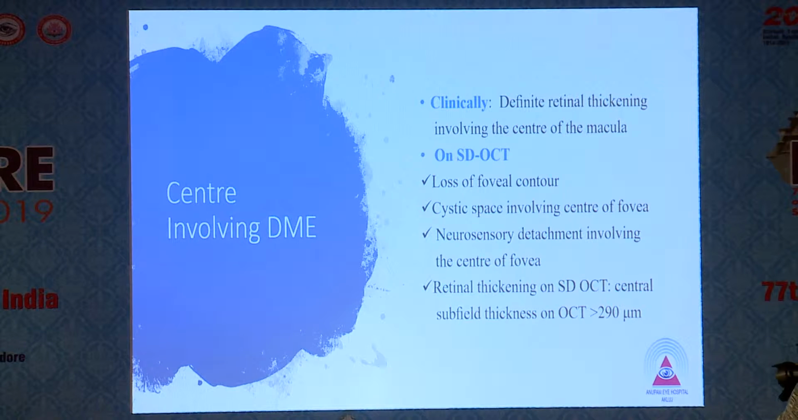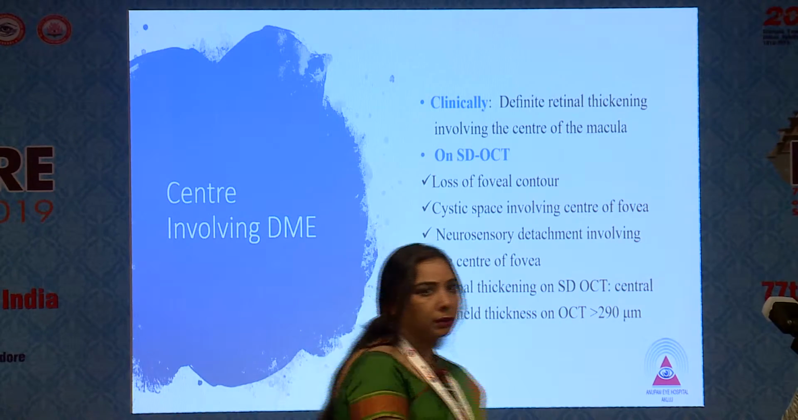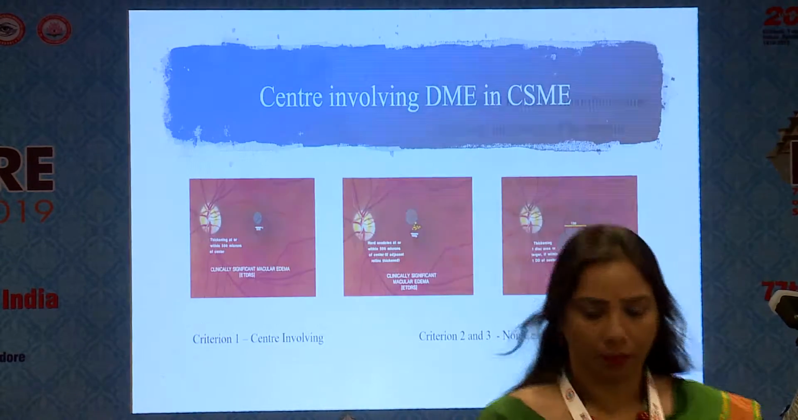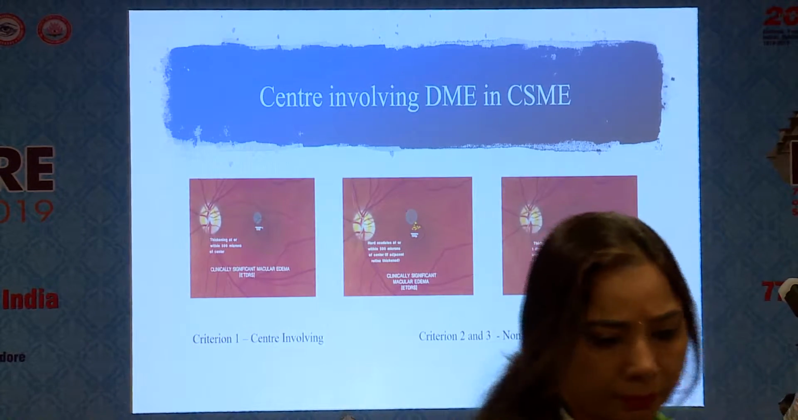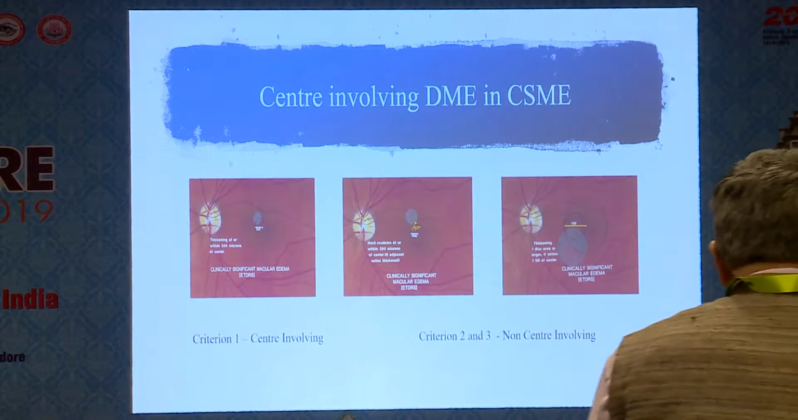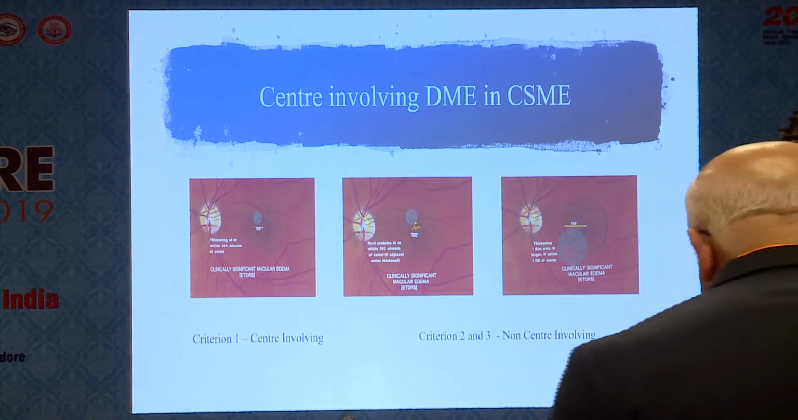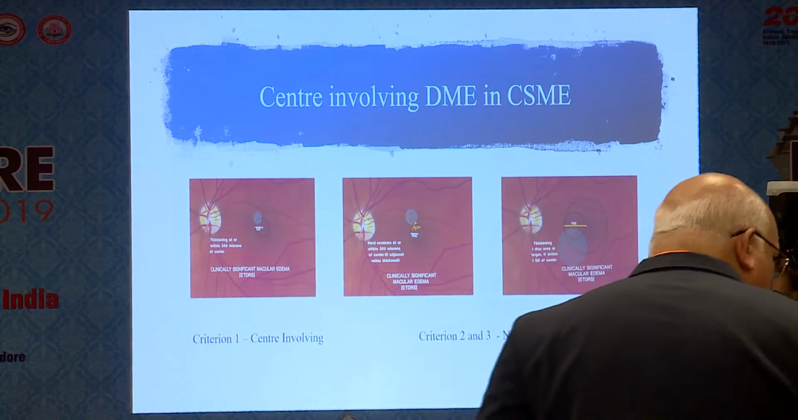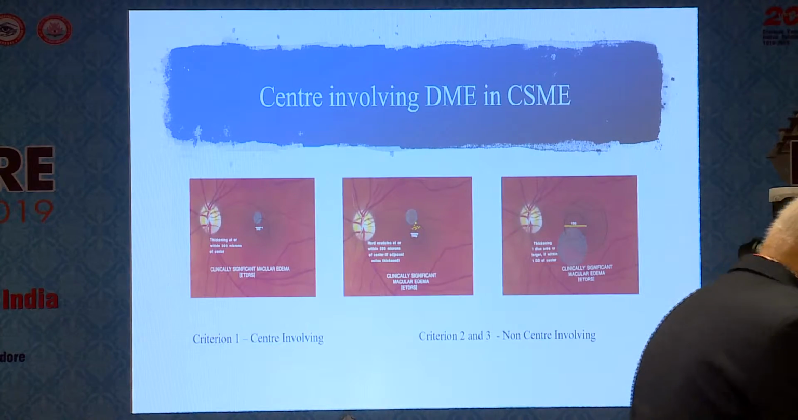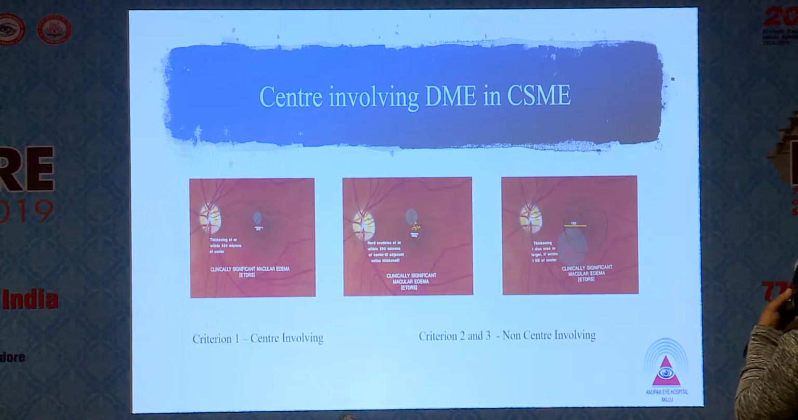Clinically, it is retinal thickening involving the center of the macula, and on OCT, loss of foveal contour, cystic spaces, neurosensory detachment, and retinal thickening involving the center of the fovea. In CSME, criterion 1, which is thickening at or within 500 microns of the center of the fovea, is considered as center involving DME. The other two criteria, 2 and 3, are considered as non-center involving.